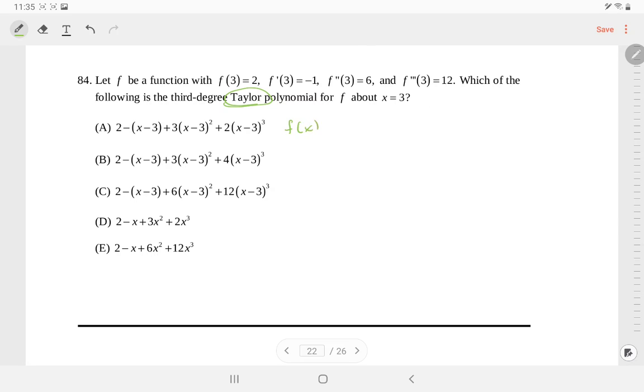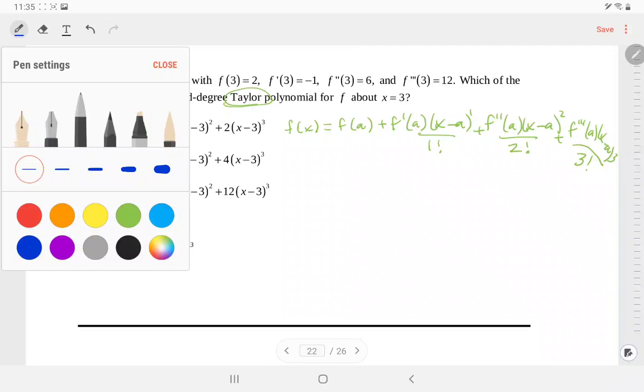So the formula would be f of x equals f of a plus f prime of a, x minus a to the 1 over 1 factorial, plus the second derivative at a, x minus a to the second over 2 factorial, plus f triple prime of a, x minus a to the third over 3 factorial. Let me change colors. This screen is too light.